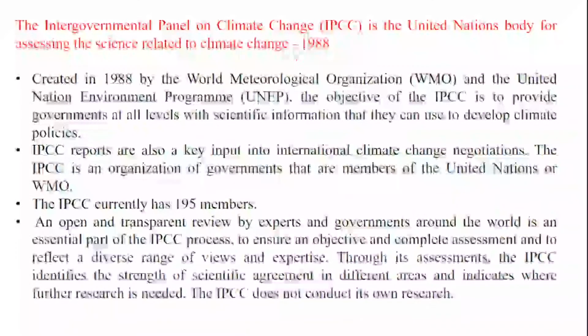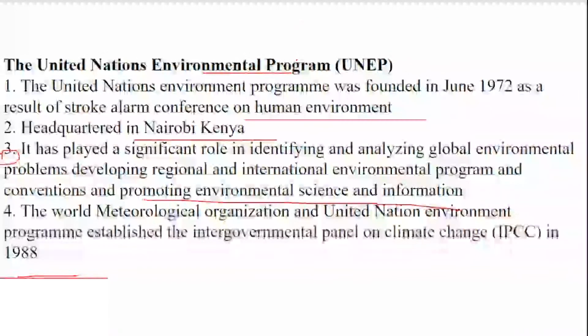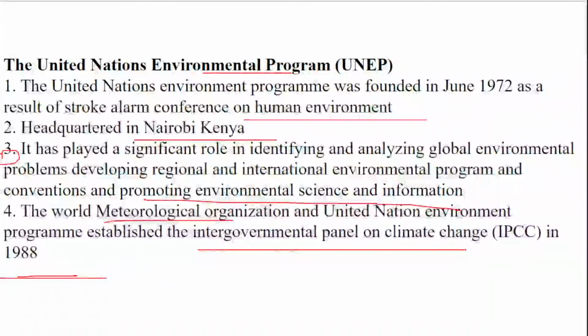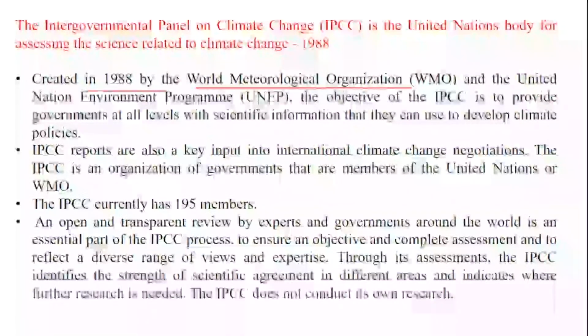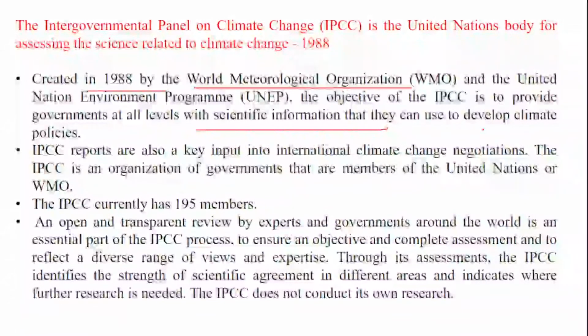Okay. Now, coming to the Intergovernmental Panel on Climate Change, that is IPCC. We studied over here that the World Meteorological Organization established the Intergovernmental Panel. And what is this IPCC? That is the Panel on Climate Change. So under this panel, let's see how it is formed, what its role is, what exactly it does. It was created in 1988 by the World Meteorological Organization and the United Nations Environment Programme, that is UNEP. The objective was to provide governments at all levels with scientific information which will help them to develop climate policies.